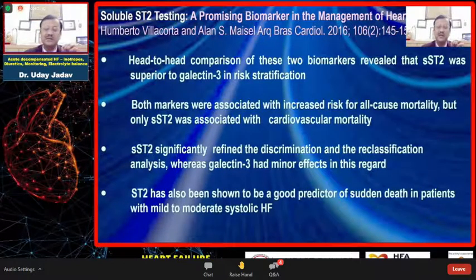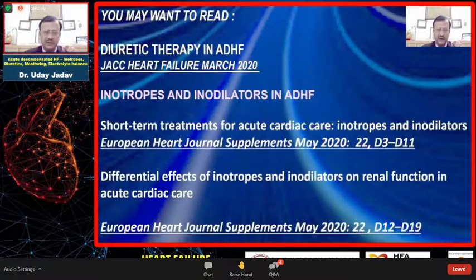And it's not influenced by age, gender, or renal function, unlike the BNPs. And it's much better than galectin-3. When you combine it with the natriuretic peptides, you are able to discriminate and reclassify these patients in a much better way. Also, over a period of time it's a good predictor of sudden heart death. So let's come to the important therapeutics now.